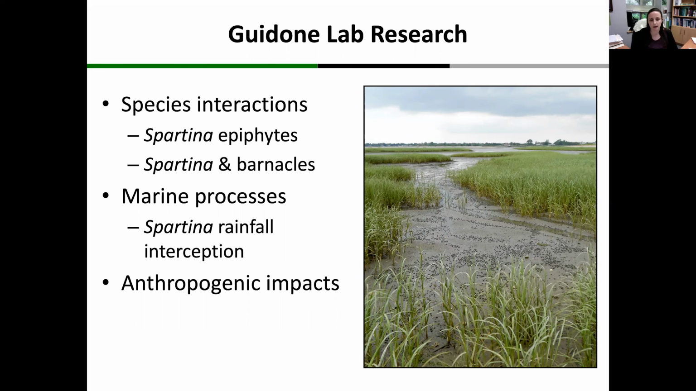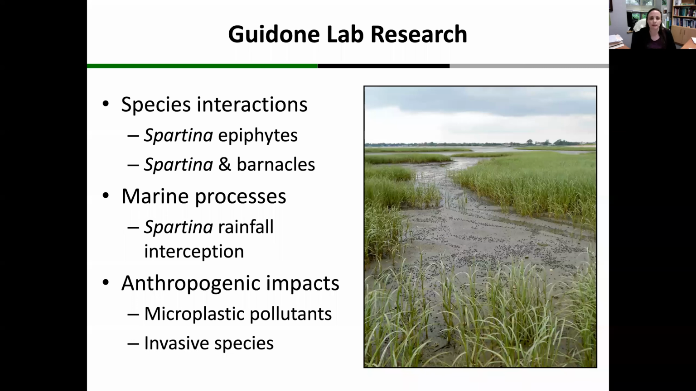on campus. And so a couple recent projects have looked at microplastic pollutants, particularly in the salt marsh. And we've also been examining an invasive species that we see on campus. And so I'm going to tell you just a little bit more about each of these current projects.